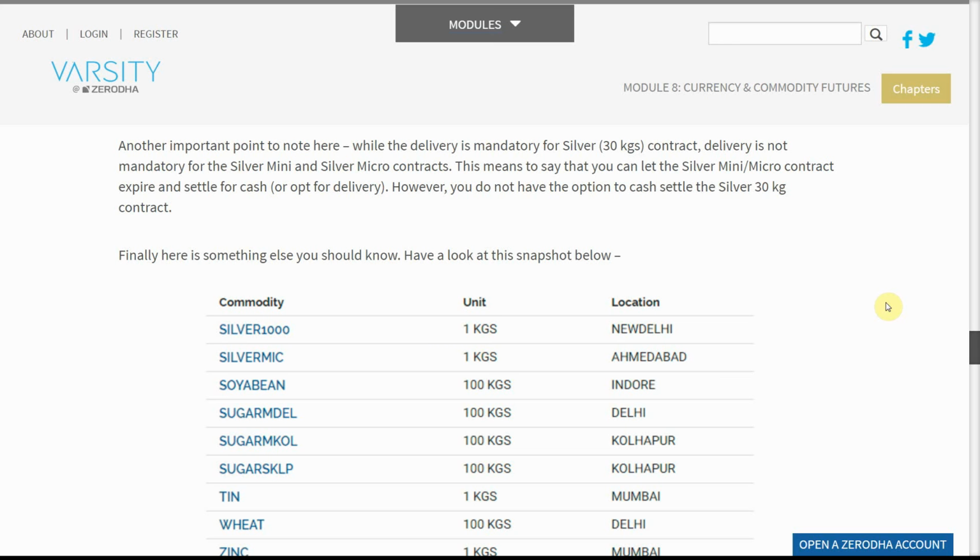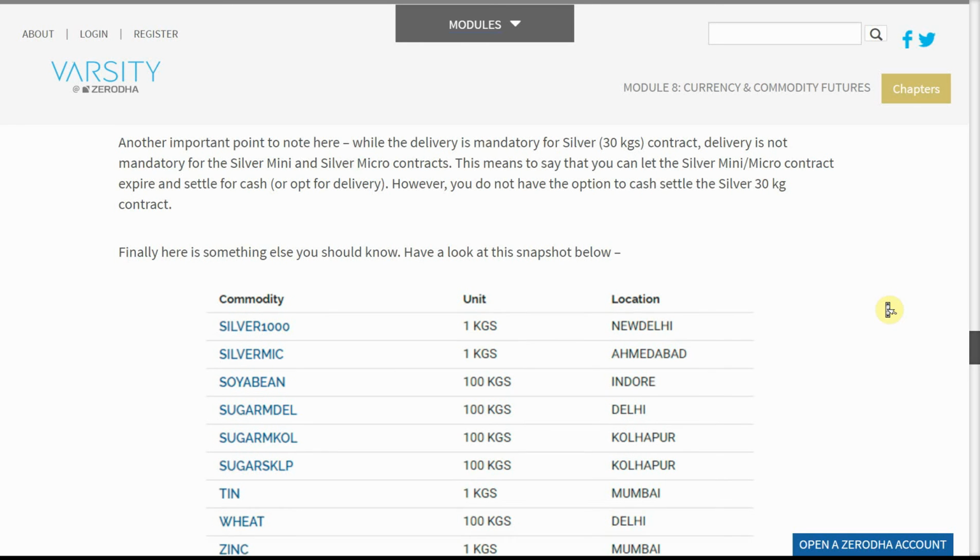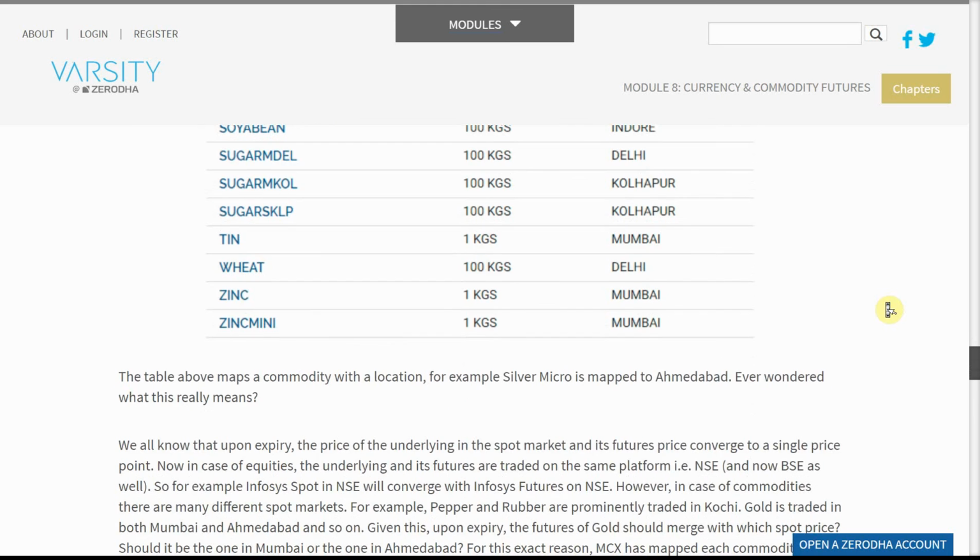However, you do not have the option to cash settle the silver 30 kilograms contract. Finally, here is something else you should know. Have a look at this snapshot below. The table above maps a commodity with a location. For example, silver micro is mapped to Ahmedabad. Ever wondered what this really means?